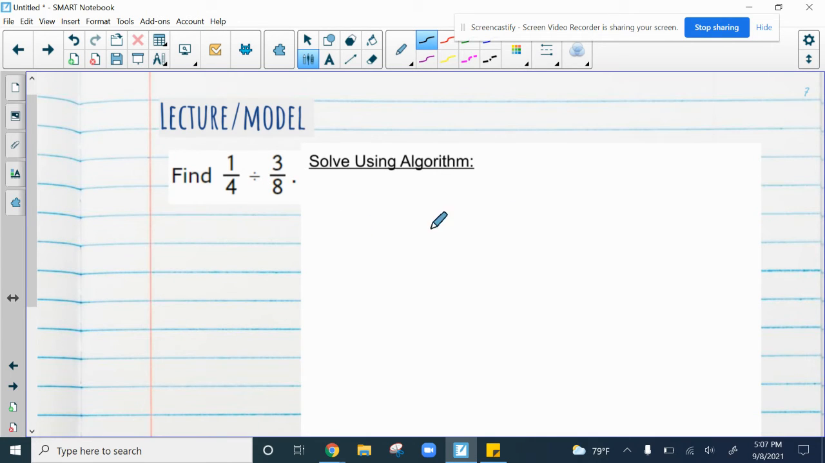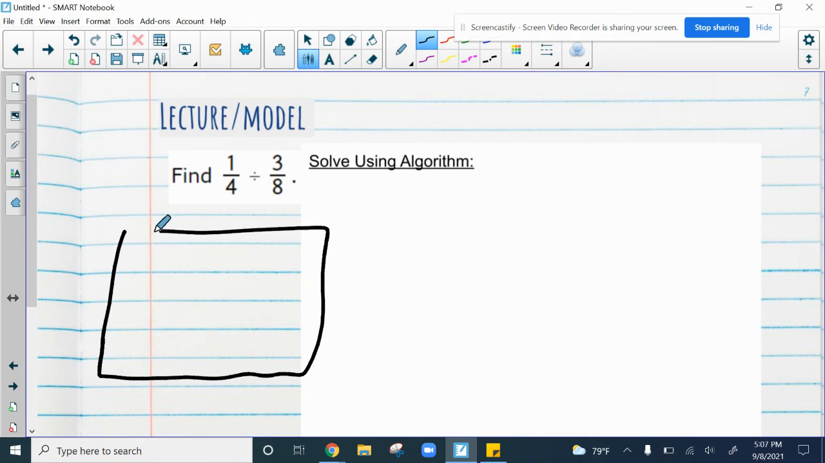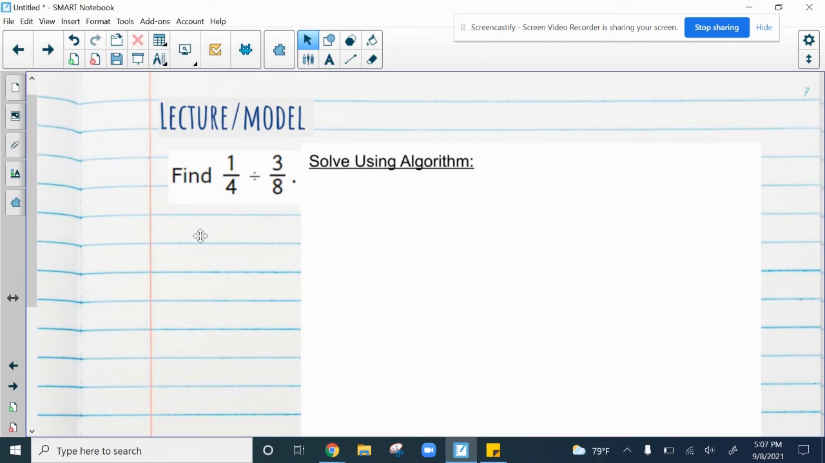Find 1/4 divided by 3/8. So visually, what I could do is split this up into 8s and then shade a fourth of it, and then shade 3 of them, and figure out how many 1/4 would be in that. But that's, again, not what we're going to be doing. We're going to be using our algorithm because the models get a little too hard to see sometimes, depending on if the fractions are friendly or not.